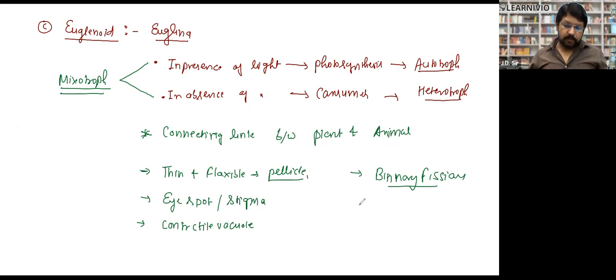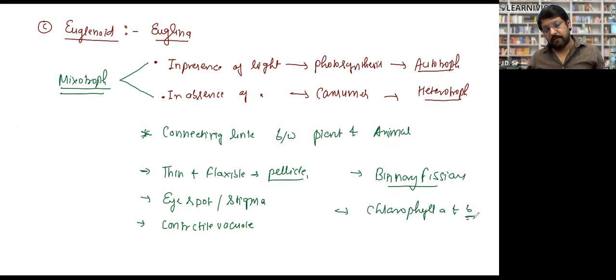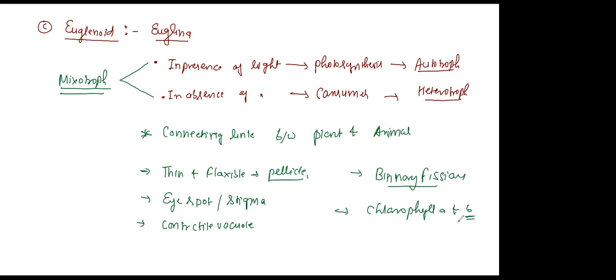Note it down. One last point, one more point. They have chlorophyll A and chlorophyll B. Actually, chlorophyll B is a characteristic of higher plants. They have both chlorophyll A and chlorophyll B. So is everything clear about euglenoid? Yes, sir. Ifra, clear? Okay, great.